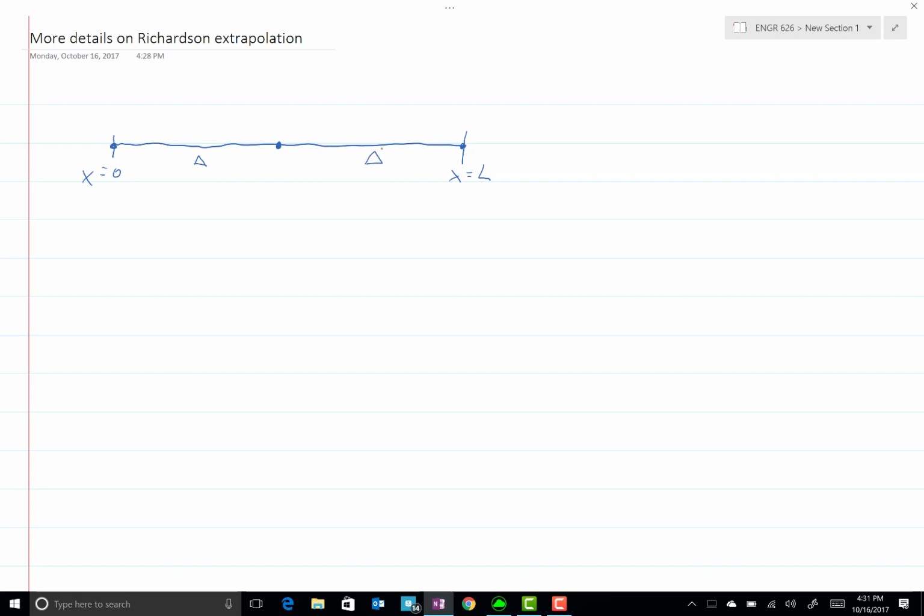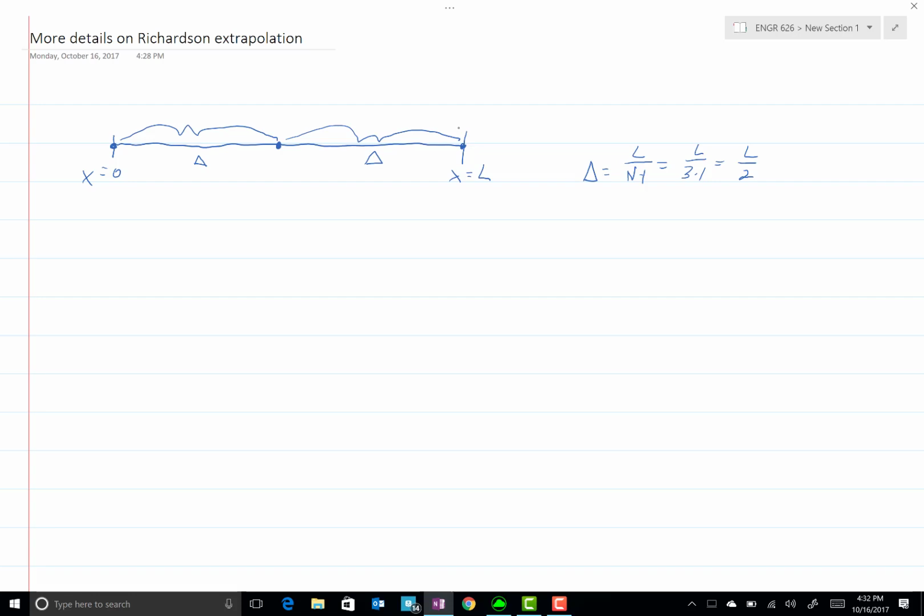here is delta and here is delta, and so delta is equal to L divided by n minus 1, where n is the number of nodes. In the first iteration n is equal to 3, so it's L over 3 minus 1, or L over 2. That's very clear: this first segment would have a length of L over 2, and then this would have a length of L over 2.